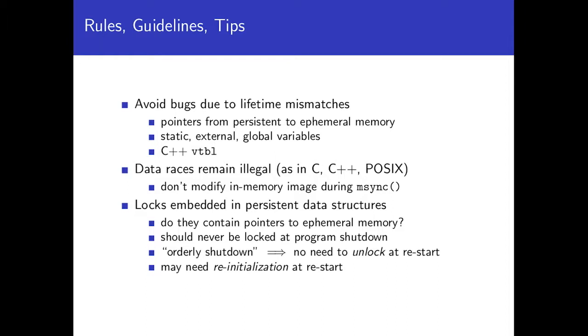Also, you have to keep in mind that C++ sometimes stashes invisible function pointers inside your objects. You need to know when that's happening and make sure it doesn't cause trouble for you. Okay? Some rules remain the same. Data races have always been illegal according to programming language standards, according to POSIX. Now, a special case of that rule that you need to keep in mind is that if you decide to call msync to flush the modified pages of your in-memory image down to the backing file, there had better not be any threads modifying the in-memory image while you're doing that, because that would be a data race.